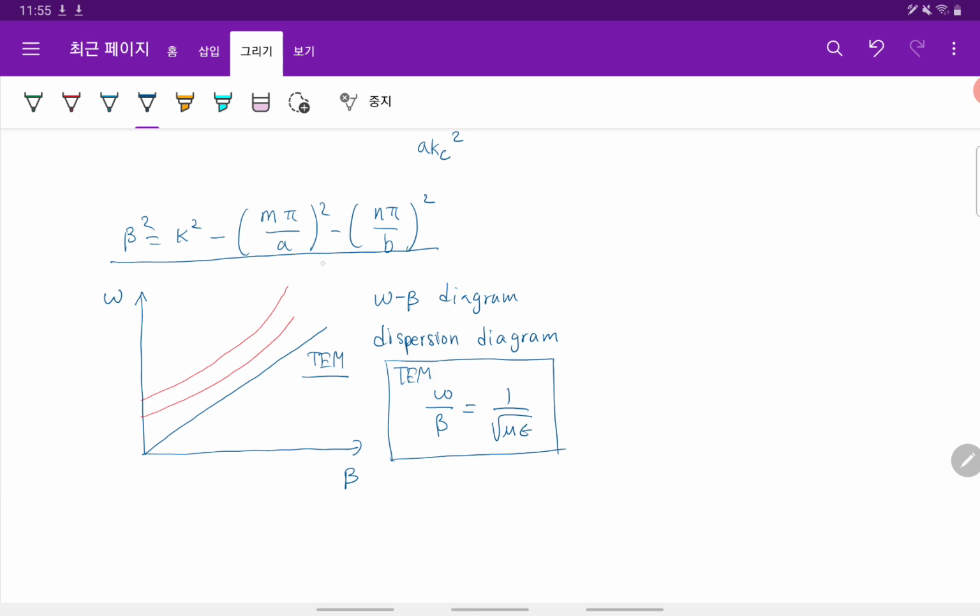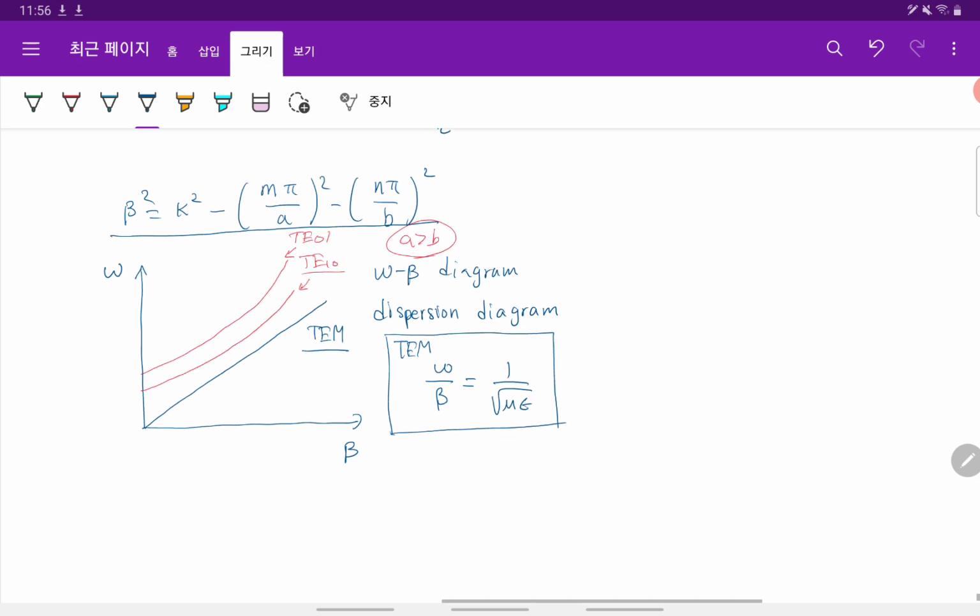Let's say this is the TE10 mode, and this is the TE01 mode. Let's say A is bigger than B in this case, right? So we'll follow this kind of drawing. It's not like a straight line.